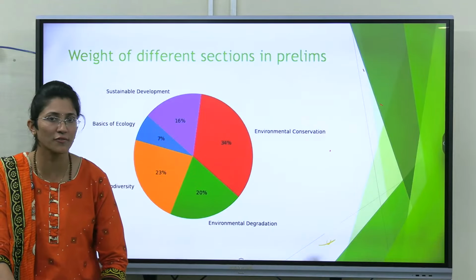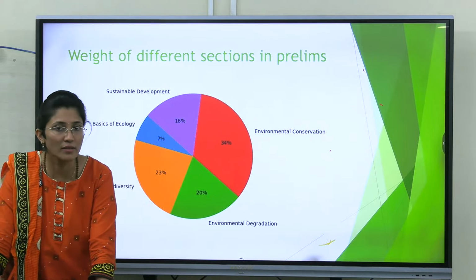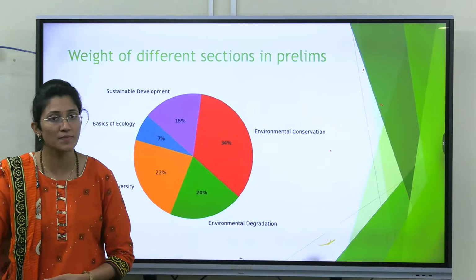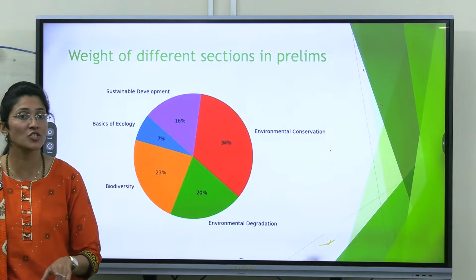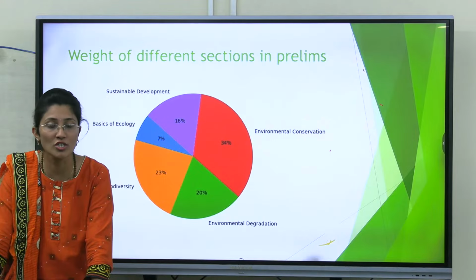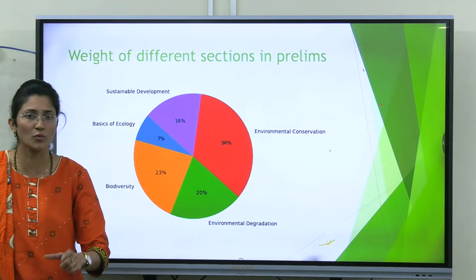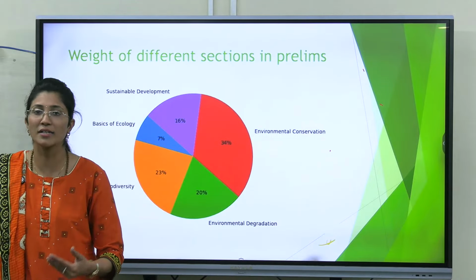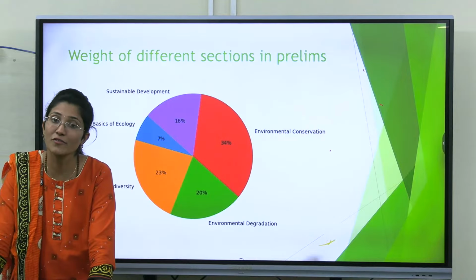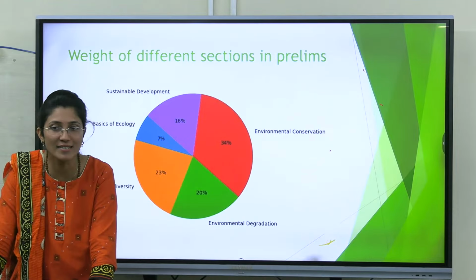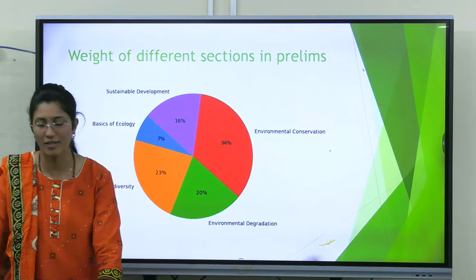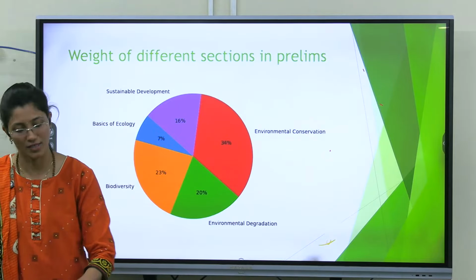Understood the importance of geography? Importance of environment? So geography we can divide into how many themes? Six major themes, of which you should prioritize which theme? Climatology is the most important, because 27% of the questions are coming from climatology. And in environment, we divide the syllabus into how many themes? Five major themes. And which dominates? Environmental conservation, right? Any more questions? Okay, thank you.